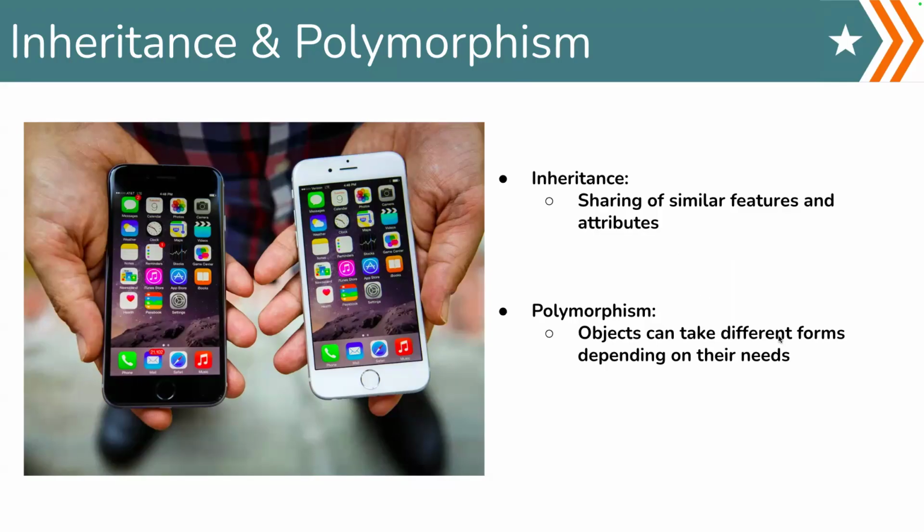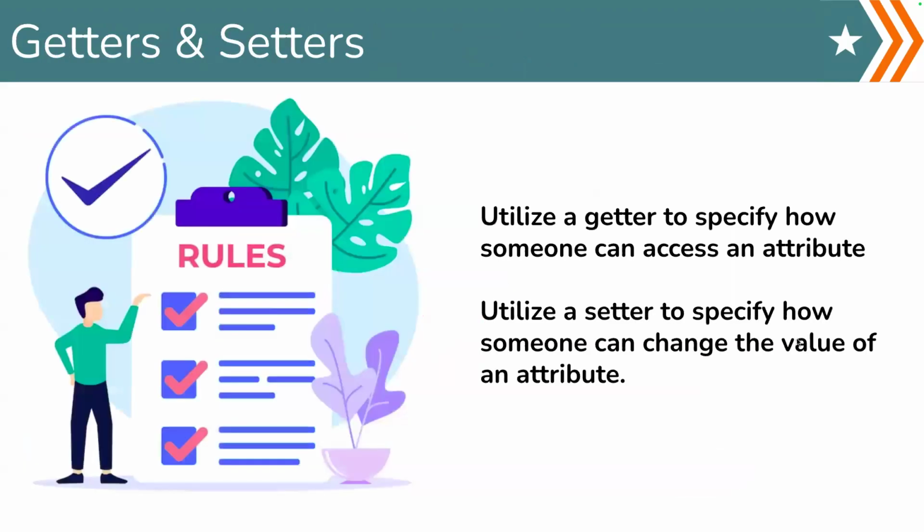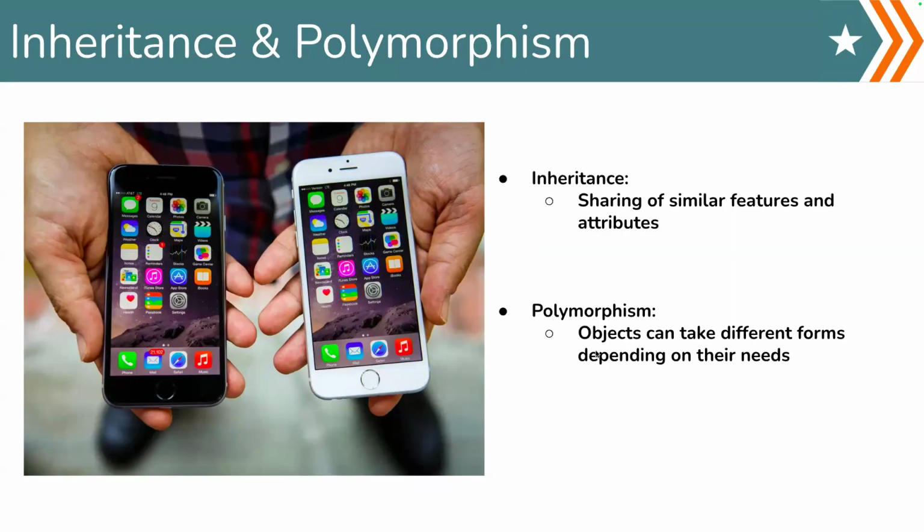And for polymorphism, I like to utilize a different example here. We'll talk about it here shortly, I believe. Nope, we won't. Okay, so for polymorphism, objects can take different forms depending on their needs.